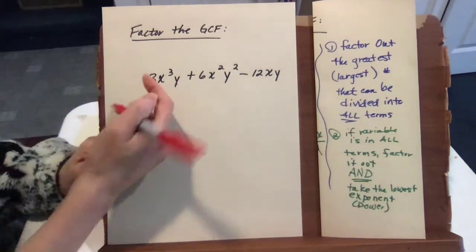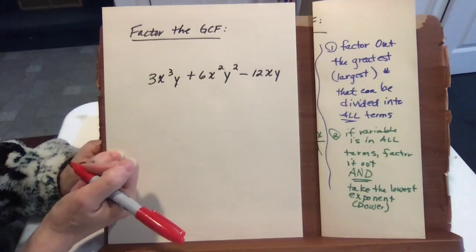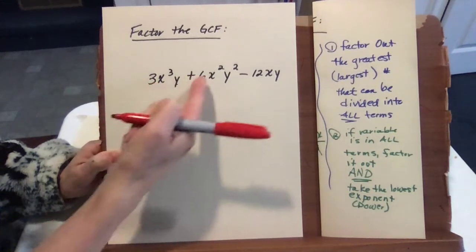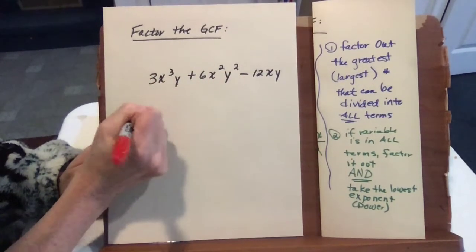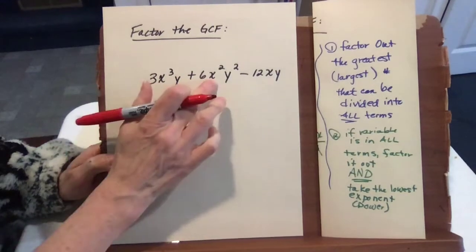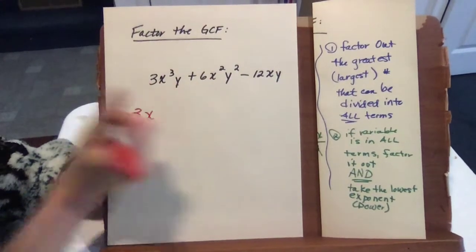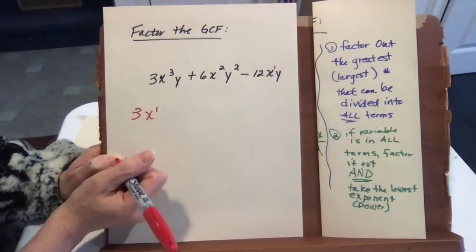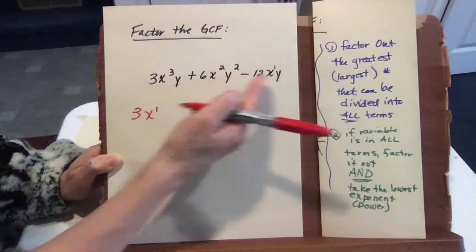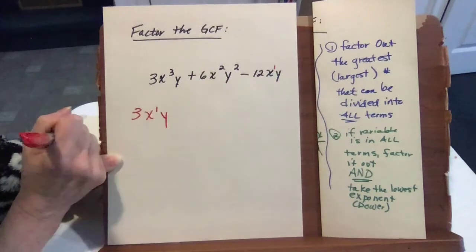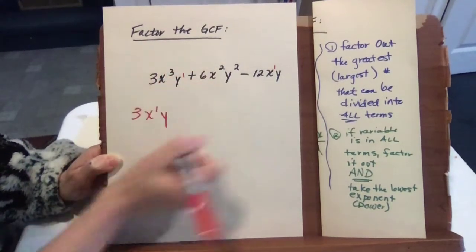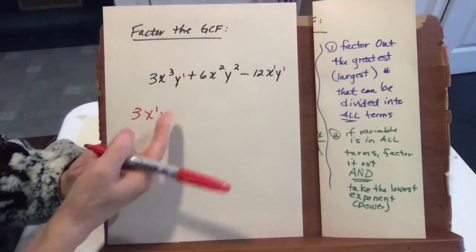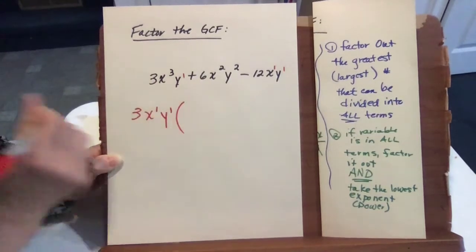Okay, the highest number that we can take out as a factor for 3, 6, and 12 is 3. X cubed, x squared, and x: I can take an x out because it's in all terms. The lowest power is 1, which is on this one here. Y squared, and y: I can take a y out. The lowest power is 1, and this one's also a 1. So I'll take the power of 1 out. That's it.